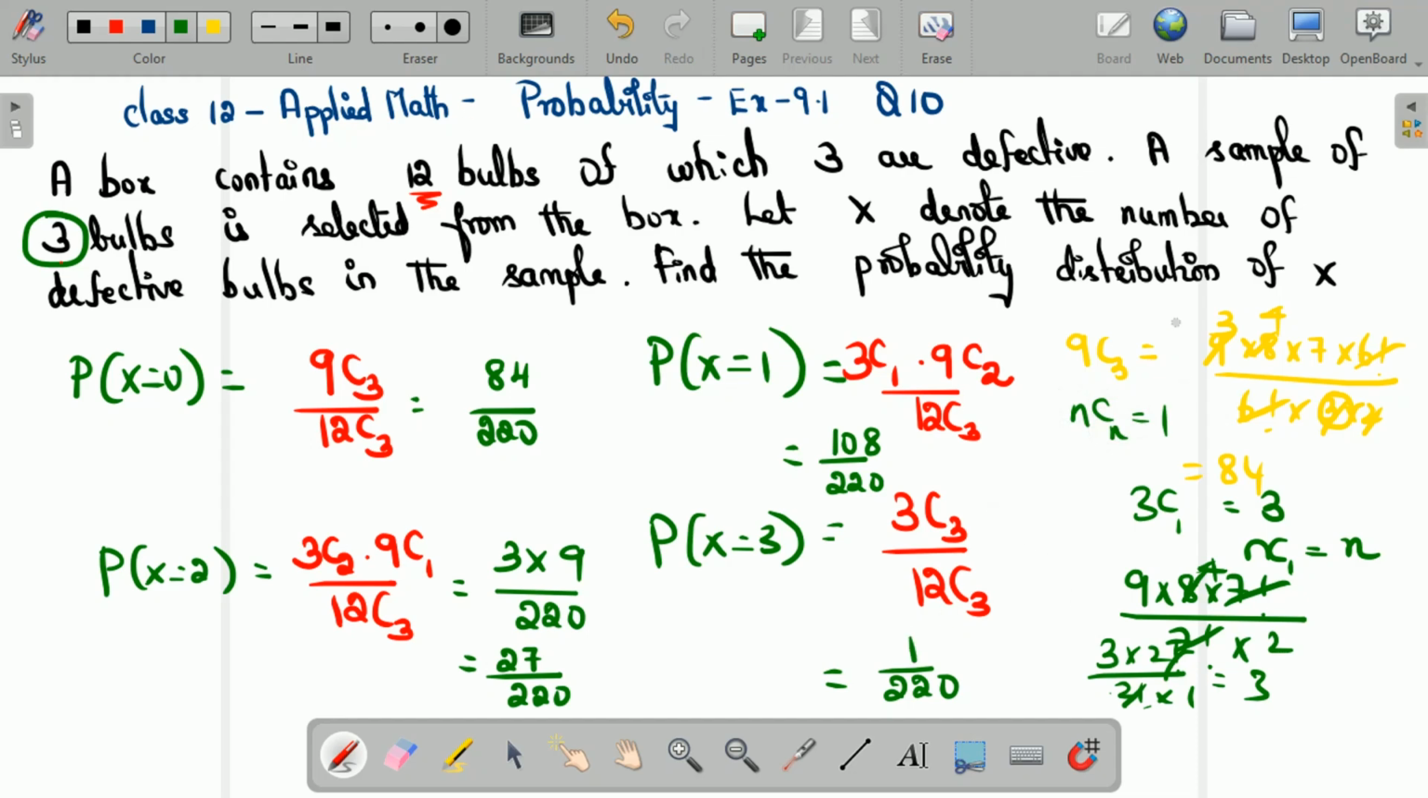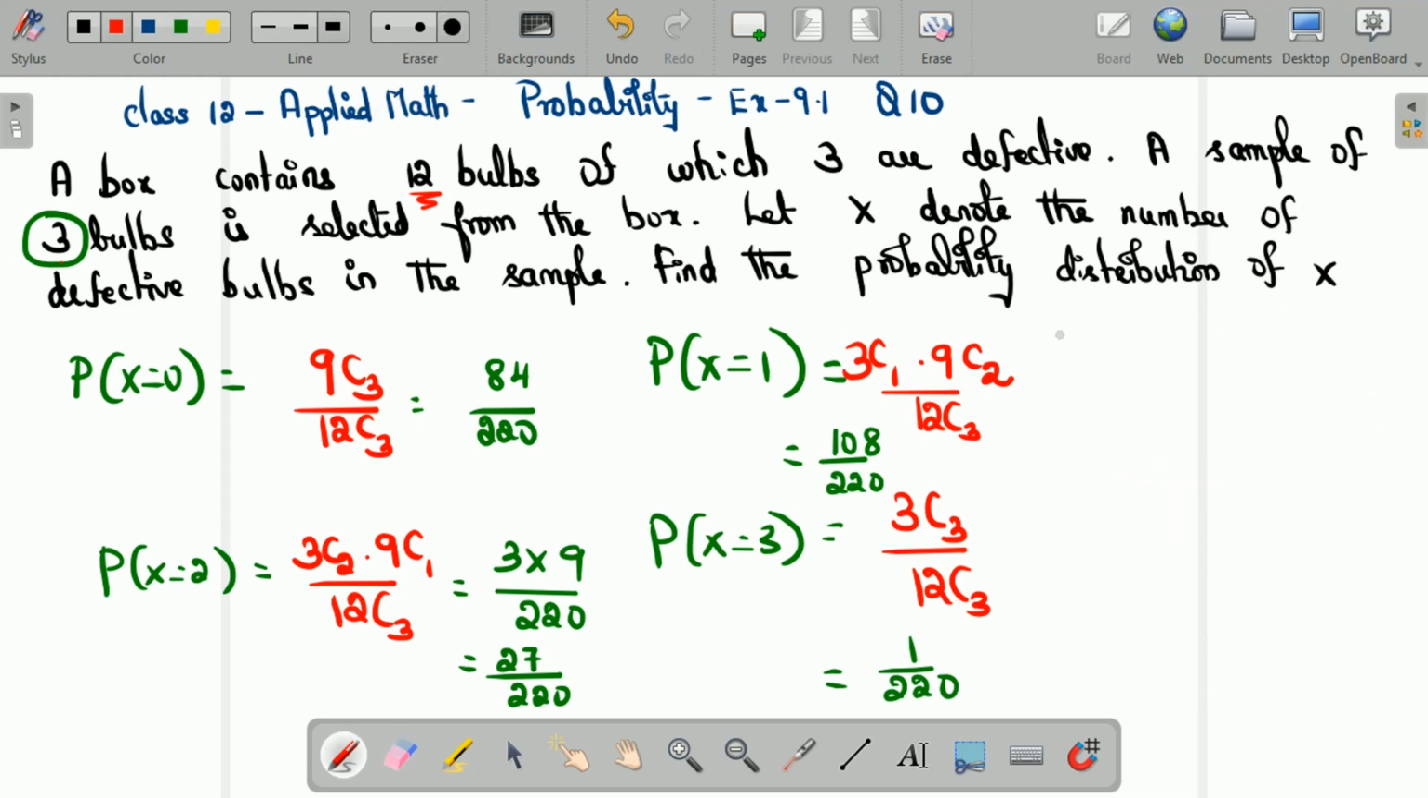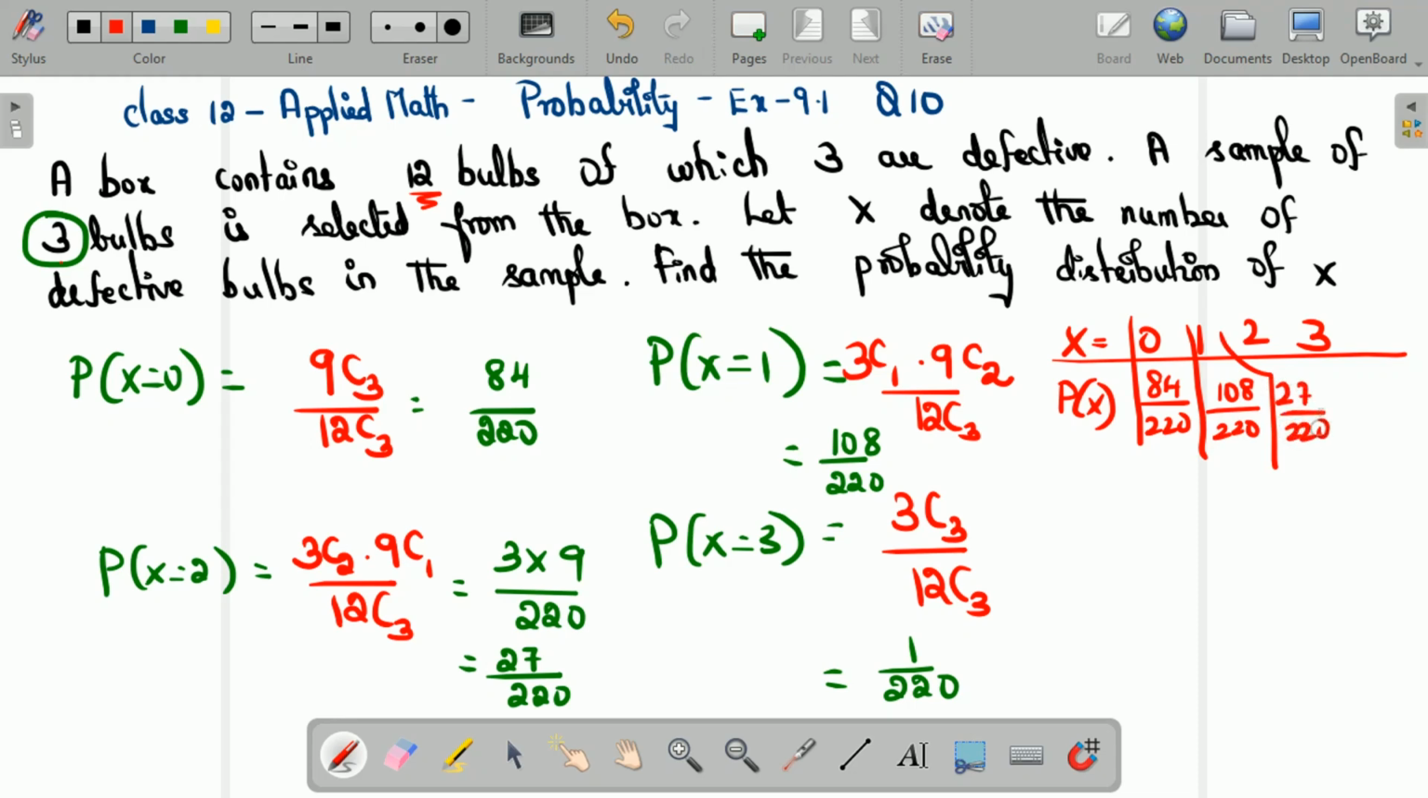So now this is asked as a probability distribution. So let's mark it in a table. In this table, we can say x is going to be equal to 0, 1, 2, and 3. So this is going to be the probabilities of these values. For x equal to 0, the probability is 84 by 220. Then for x equal to 1, it is 108 by 220. For x equal to 2, it is 27 by 220. And finally, for x equal to 3, it is 1 divided by 220.